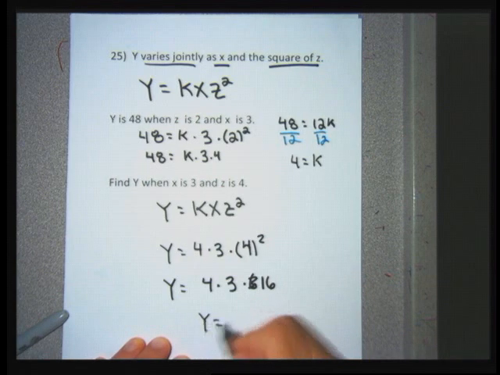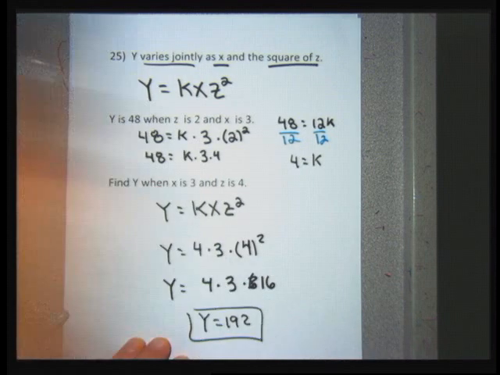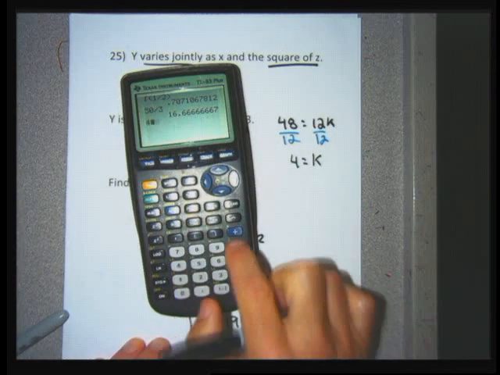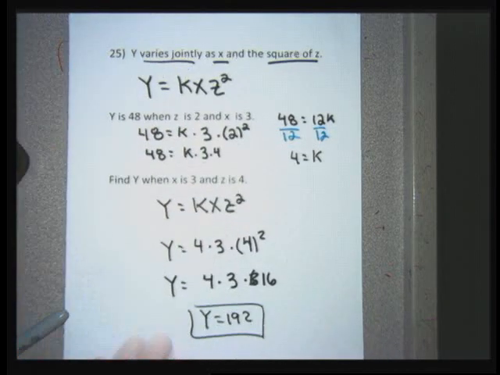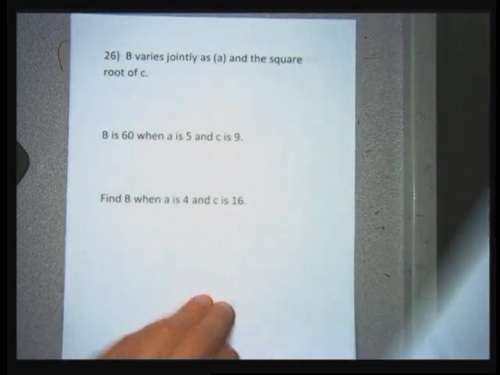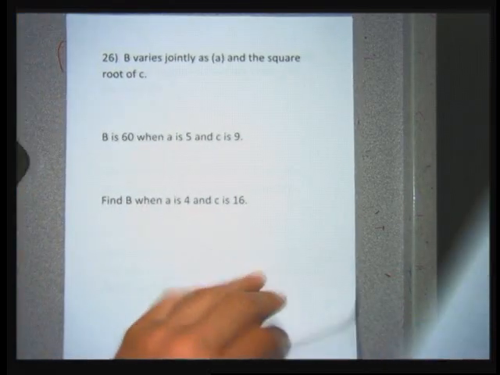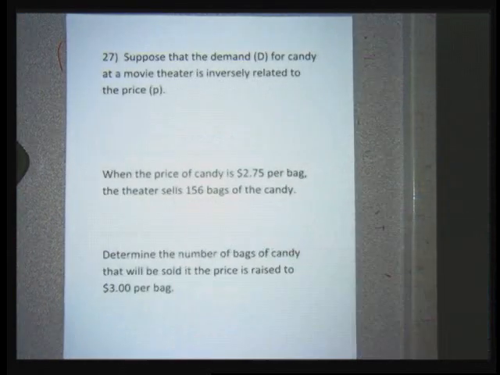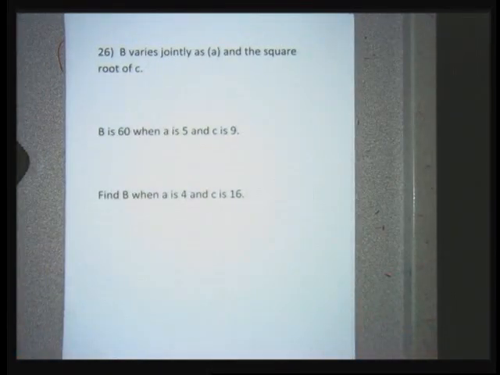64 times 3, I think that's 192. I'm going to pull out my calculator because there's a chance that I messed up there. So 4 times 3 times 16 is 192. So nothing different in problem 25. 26, still nothing different. In fact, none of the problems are different other than maybe this very first sentence might get more complex. But they're all complexities that we've seen, so hopefully you're doing well here.